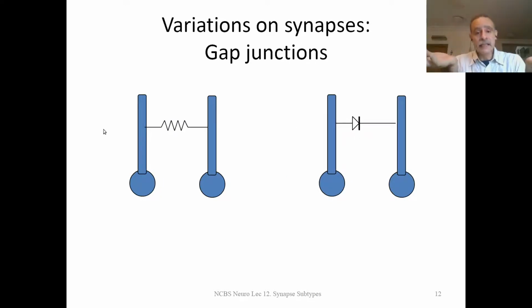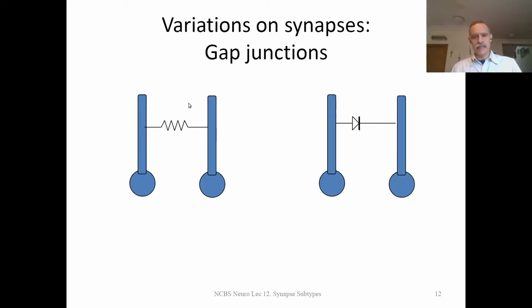Again, like dendrodendritic contacts, gap junctions are actually quite common in many regions of the brain, even perhaps more so than dendrodendritic synapses. There are two kinds of gap junctions. Well, there are many kinds, but electrically speaking, two main classes. One is like a resistor. So it's basically a contact between two cells, between the dendrites or the somas of two cells, and you can represent it as a resistor.